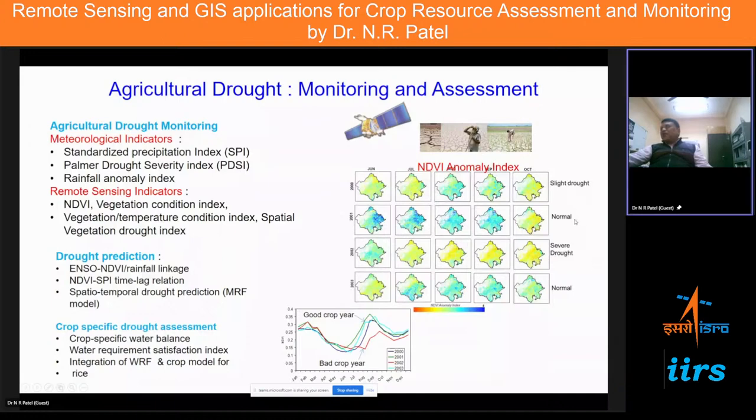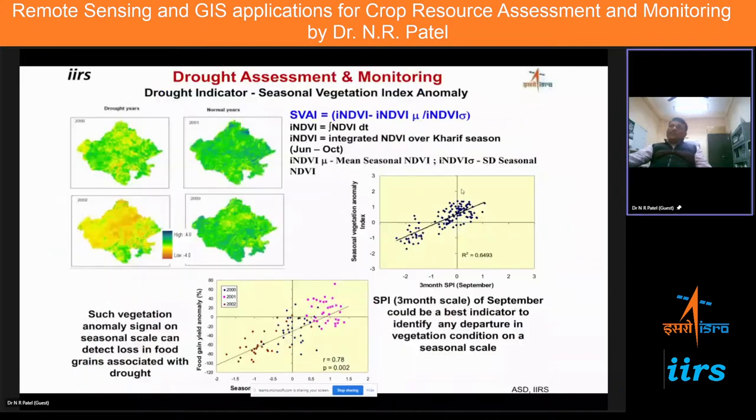So slight drought, normal, severe drought, all different categories in Rajasthan, even at the state level, we were able to depict with satellite remote sensing. If you integrate it seasonally, that can serve as an index for crop loss detection also. You can see here, the seasonal vegetation anomaly index is highly related to the food grain yield anomaly of Rajasthan.